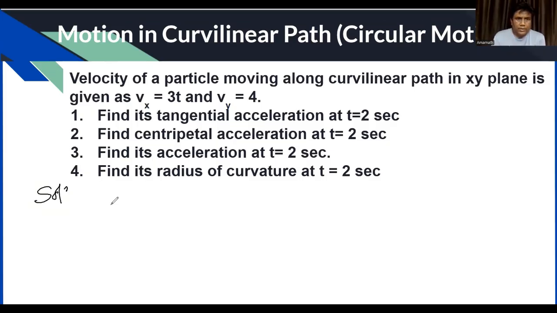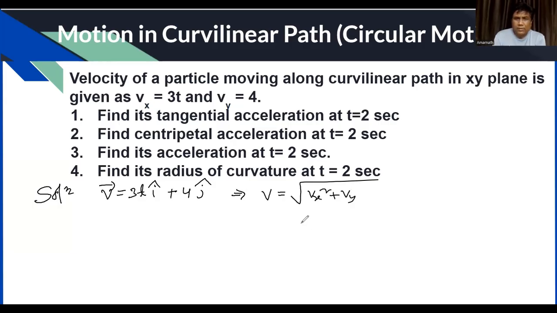Here velocity is Vx, which is 3t, that is I cap, and Vy is 4 only. So this is the velocity. If you want to calculate the magnitude of velocity, it is nothing but the square root of Vx square plus Vy square. Vx is 3t, so 3t whole square means 9 into t square, and Vy is 4, 4 square is 16 only. So this is the speed, the magnitude of velocity.